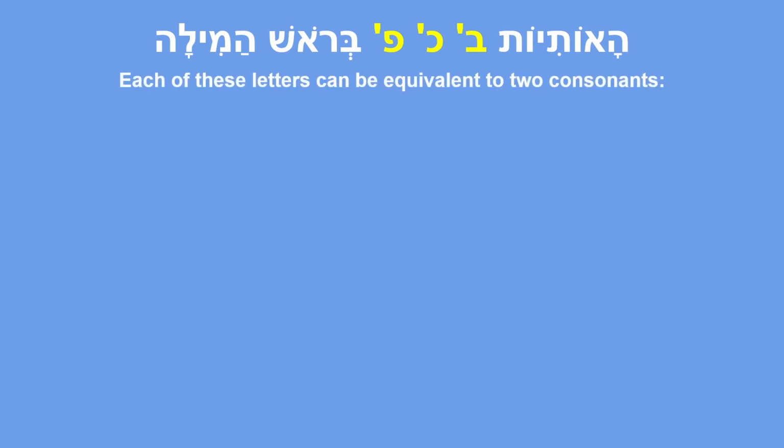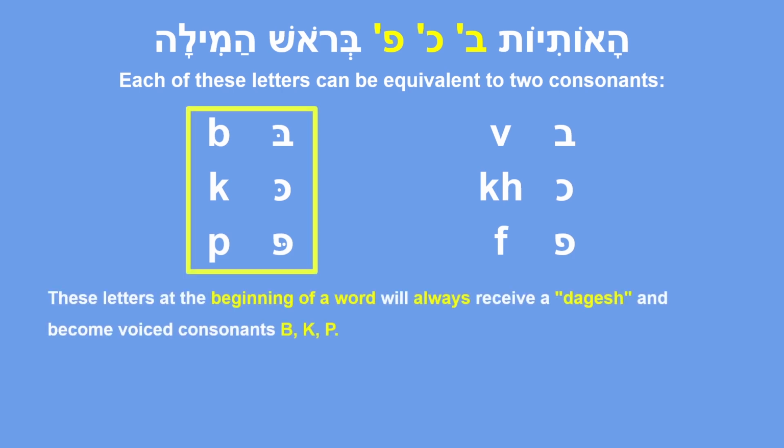The letters bet, chaf, pei as the first letter of the word. Each of these letters can be equivalent to two consonants. Vet without a dagesh is equivalent to the English V; with a dagesh, it is equivalent to the English B. Chaf without a dagesh is equivalent to the ch sound, very similar to the chet, and with a dagesh, it is equivalent to the English K sound. Pei without a dagesh is equivalent to the English F sound, and with a dagesh, to the English P sound. These letters at the beginning of the word will always receive a dagesh and become the consonants B, K, and P. Just like with the verb livdok, which became bodek, bodeket, bodkim, bodkot, and we're going to see a very similar thing happening with the letter pei in the next example.